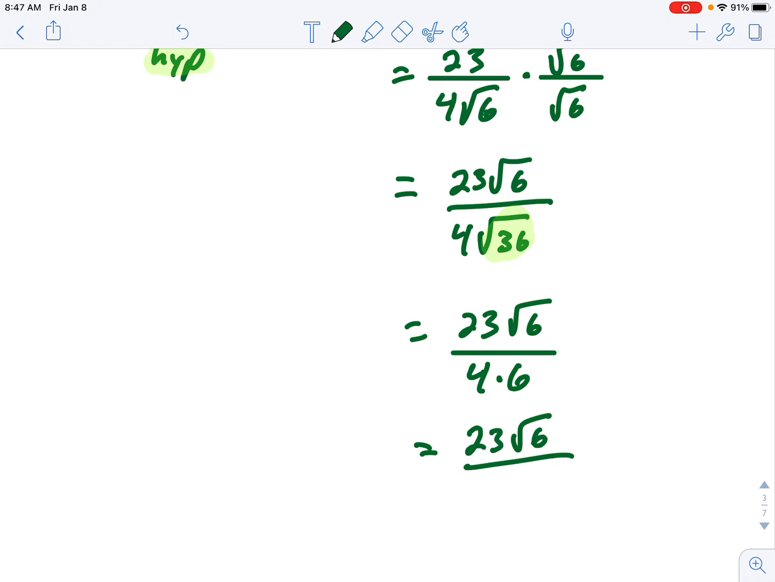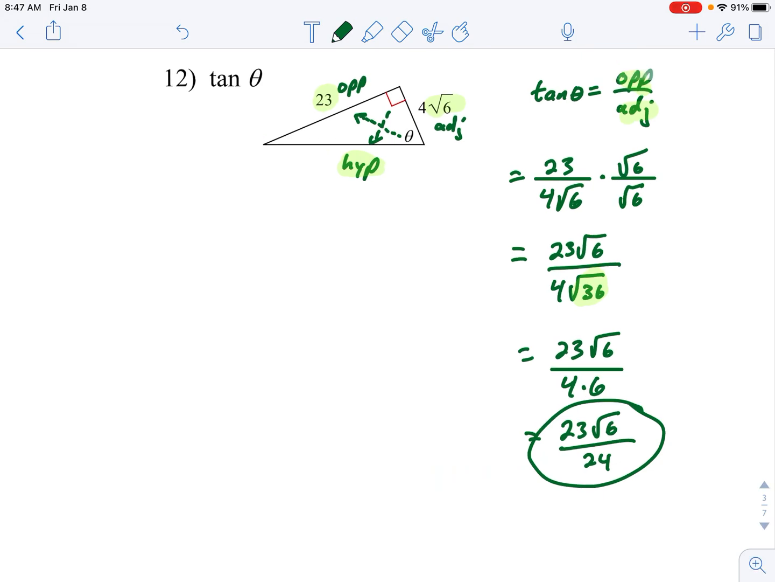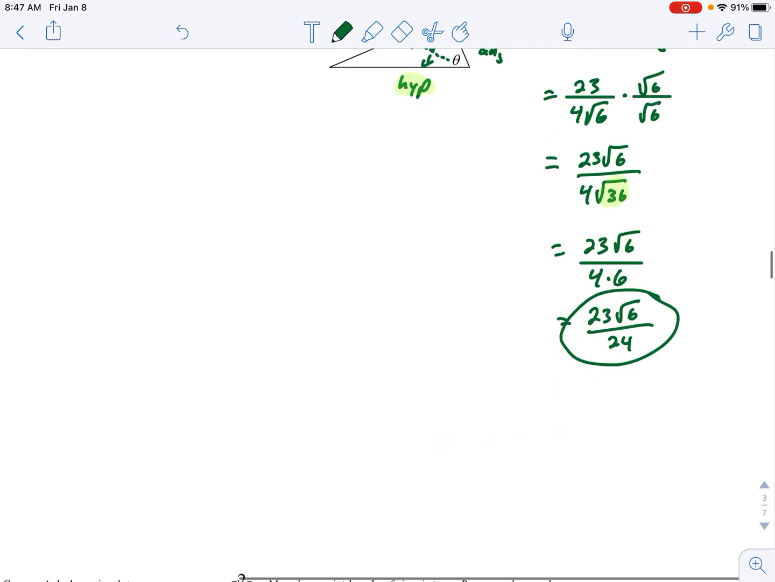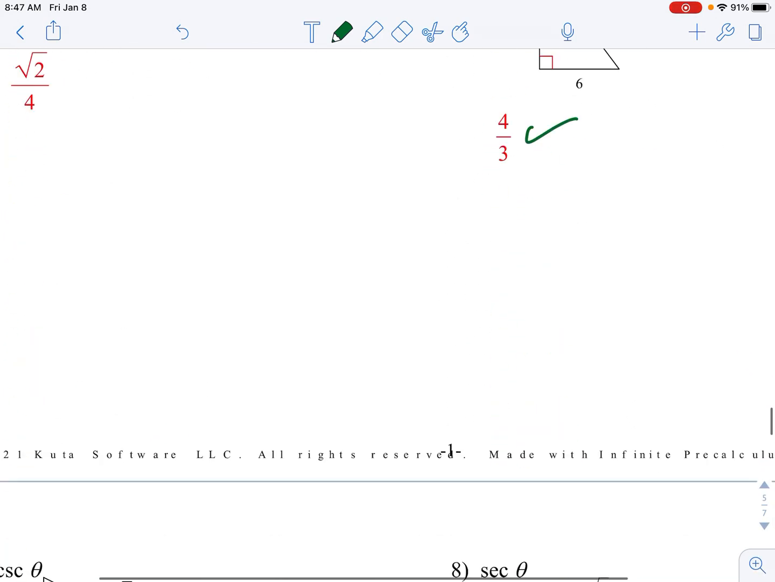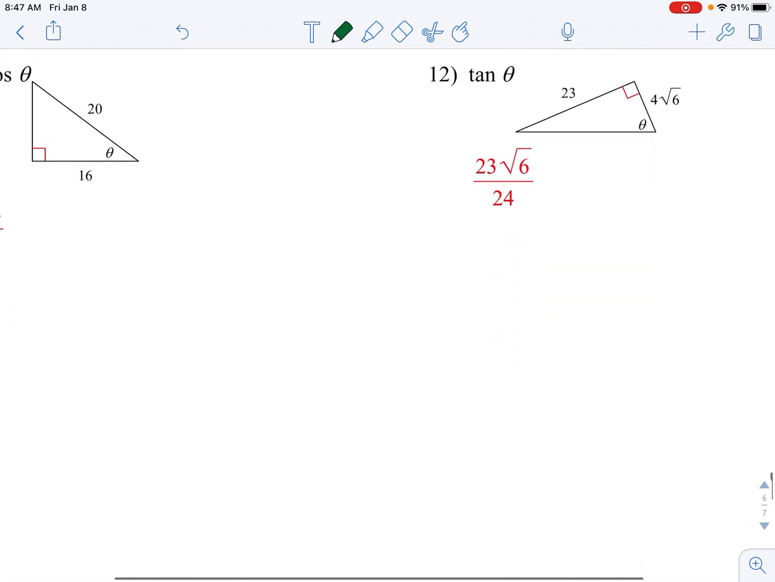Anyway, the bottom, 4 times 6, 24. And that should be the answer. 23 radical 6 over 24. Let's check. And there it is.